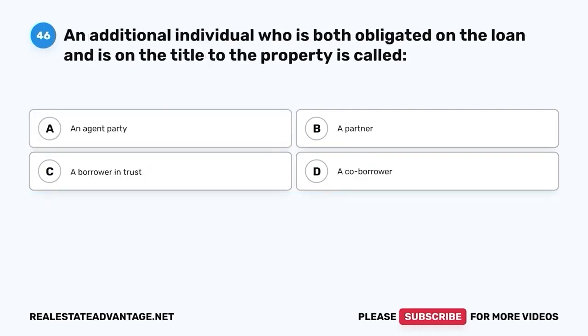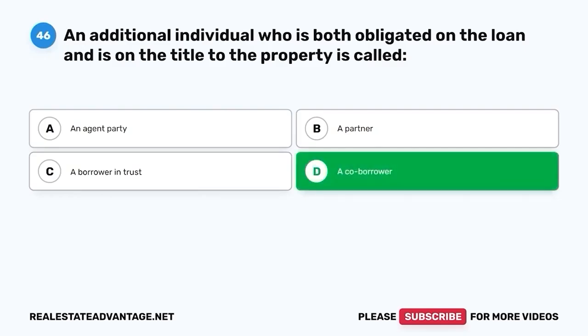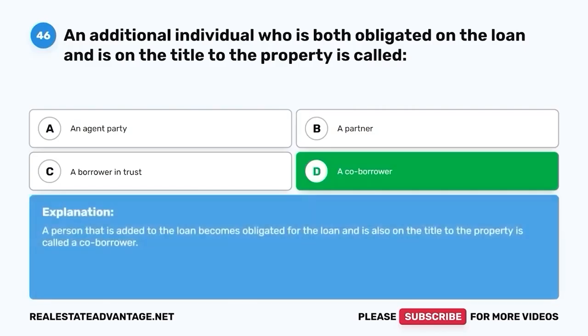Question 46. An additional individual who is both obligated on the loan and is on the title to the property is called A, an agent party, B, a partner, C, a borrower in trust, D, a co-borrower. The correct answer is D, a co-borrower. A person that is added to the loan becomes obligated for the loan and is also on the title to the property is called a co-borrower.